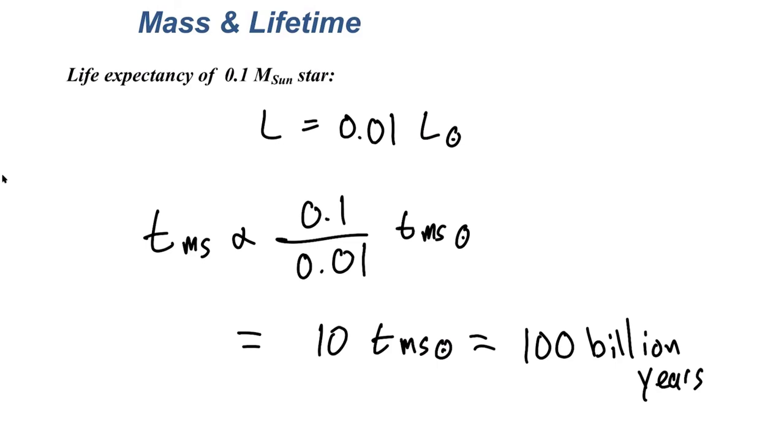Does anybody know what the age of the universe is? The age of the universe is only about 14 billion years old. There isn't a single 0.1 solar mass star that's been born in the universe that has yet come close to running out of hydrogen in the core. It will be 100 billion years and longer, actually, because of other complications with how these stars work, before any of them begin to run out of hydrogen in their cores. So the stellar mass is a very strong function of how long these stars will live on the main sequence.